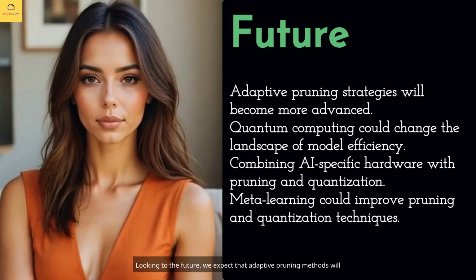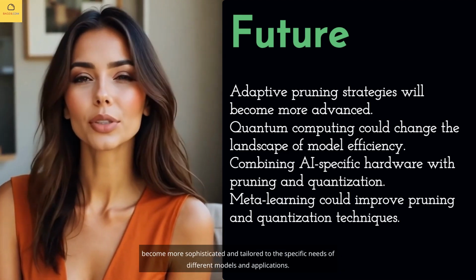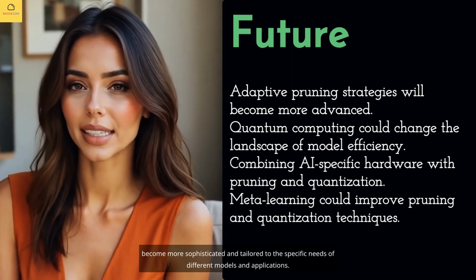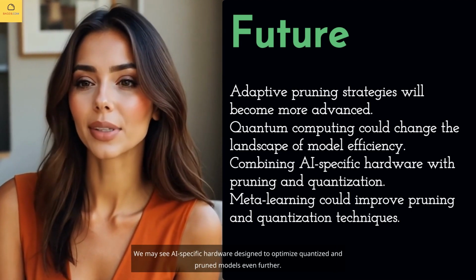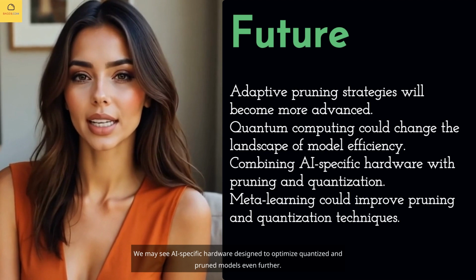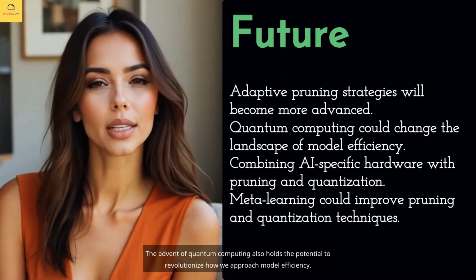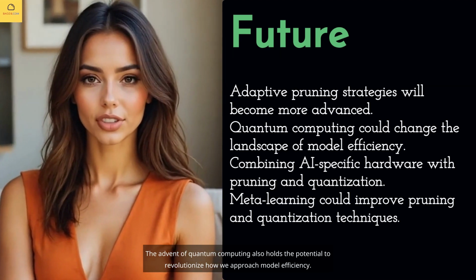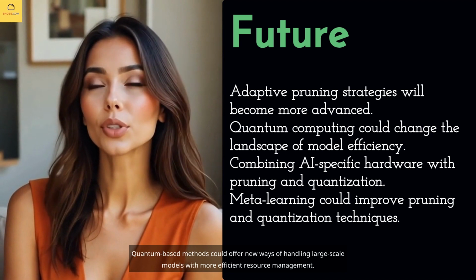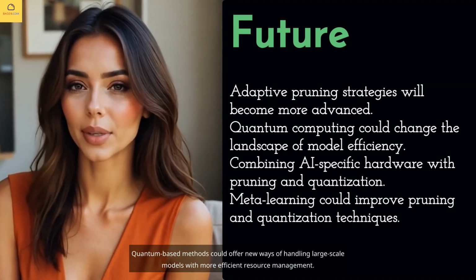Looking to the future, we expect that adaptive pruning methods will become more sophisticated and tailored to the specific needs of different models and applications. We may see AI-specific hardware designed to optimize quantized and pruned models even further. The advent of quantum computing also holds the potential to revolutionize how we approach model efficiency. Quantum-based methods could offer new ways of handling large-scale models with more efficient resource management.